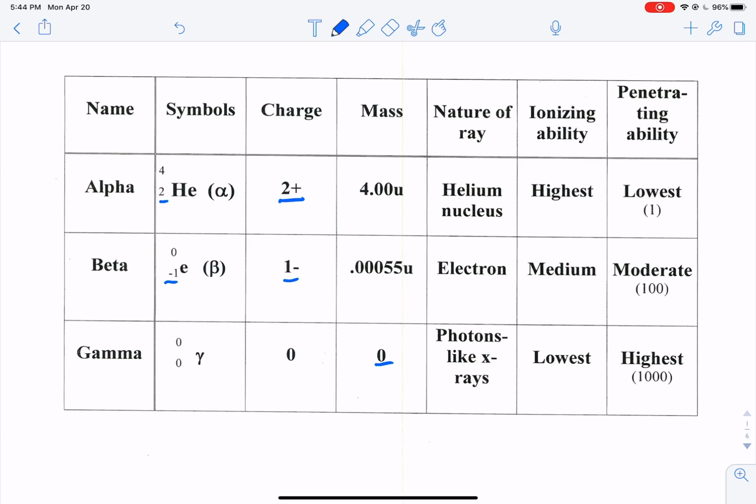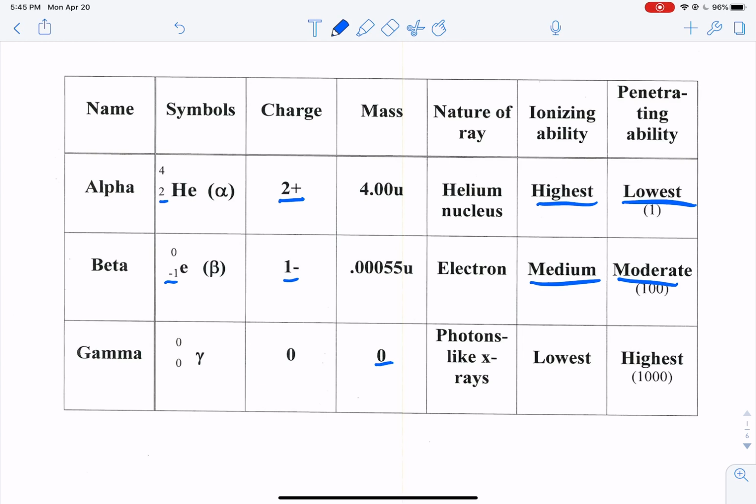Now, fortunately, the penetrating ability is just the opposite. Alpha particles have the highest ionizing energy, but it's got the lowest penetrating ability because it's not traveling very fast. It's a little too big to travel very fast. Your skin, for example, can block most alpha radiation. Beta radiation, which has medium ionizing radiation in the sense of in between alpha and gamma, only has moderate penetrating ability.